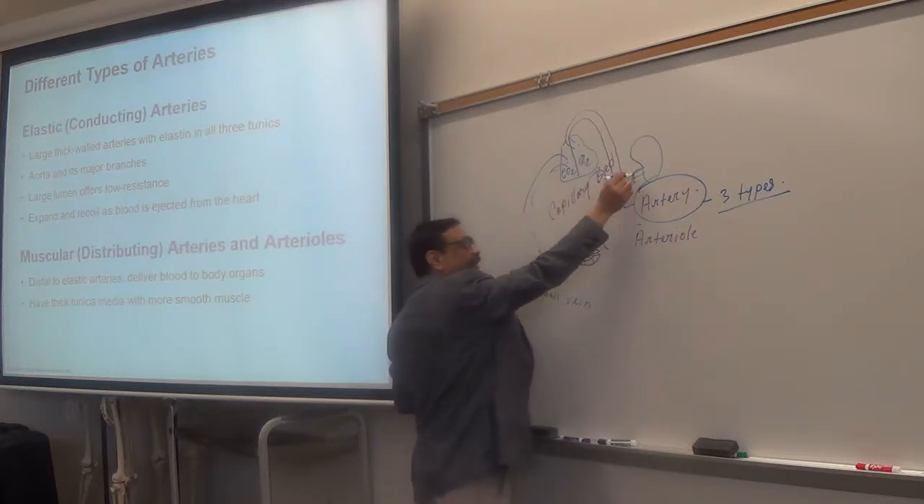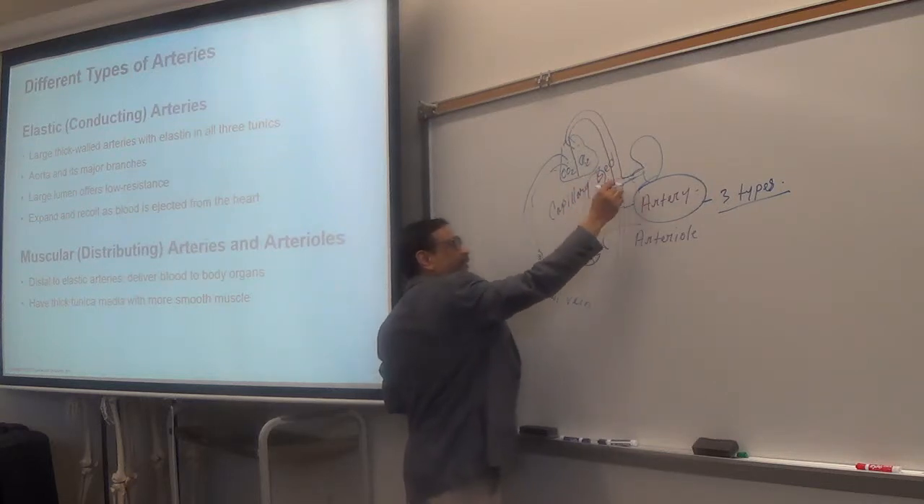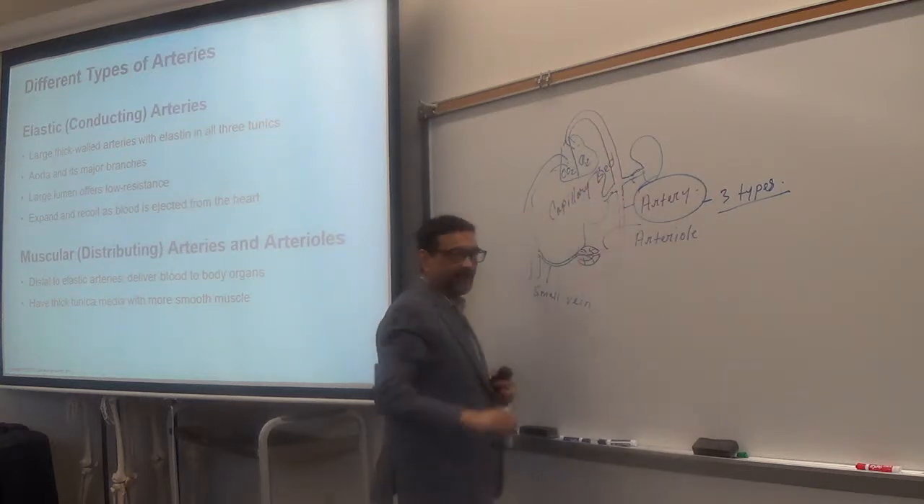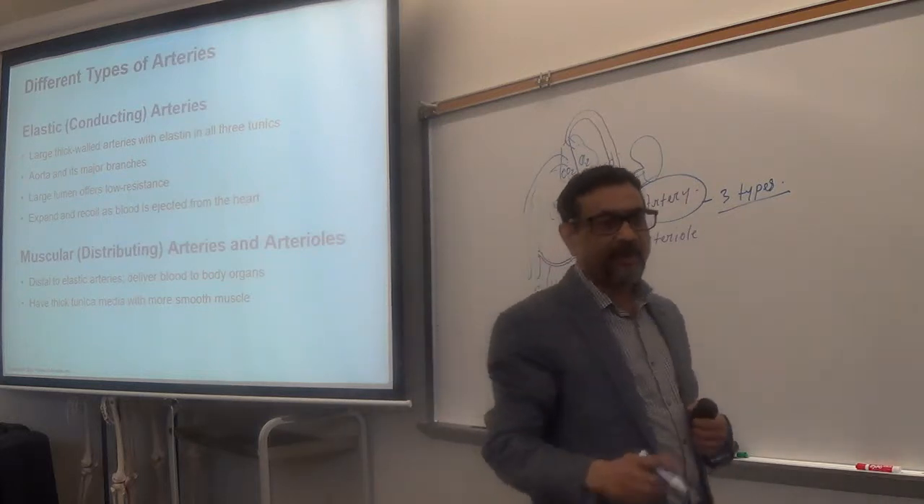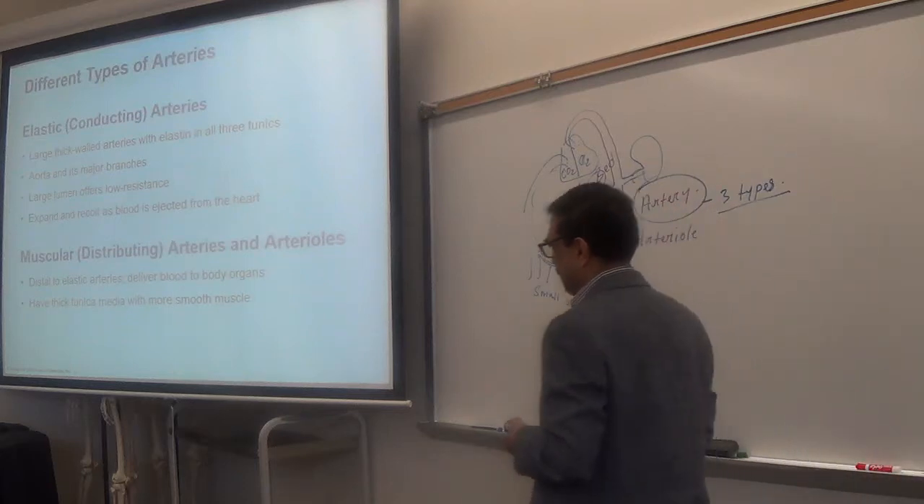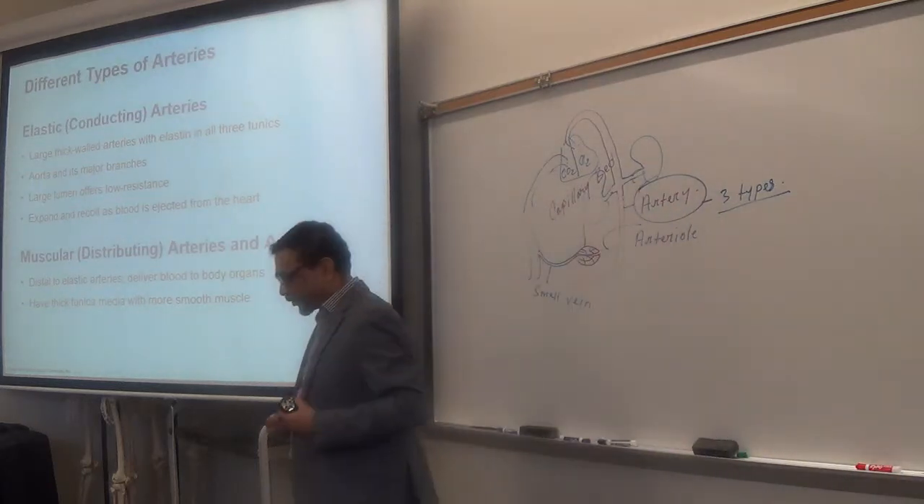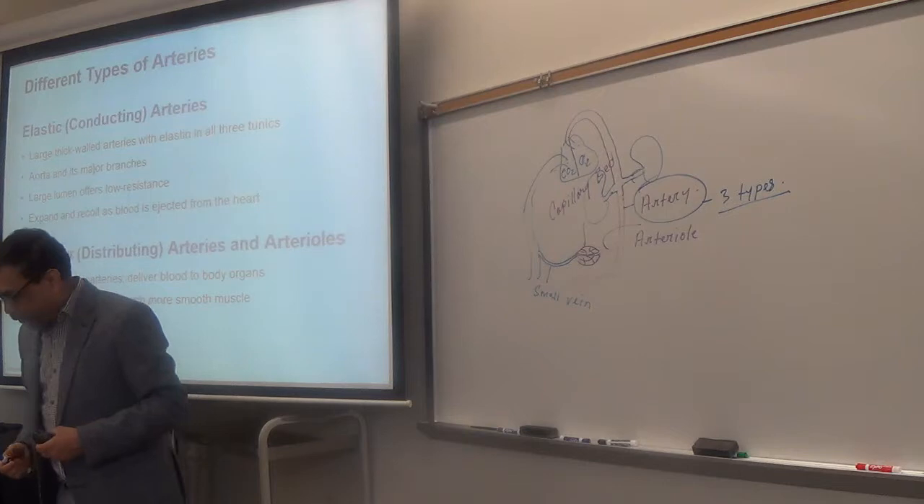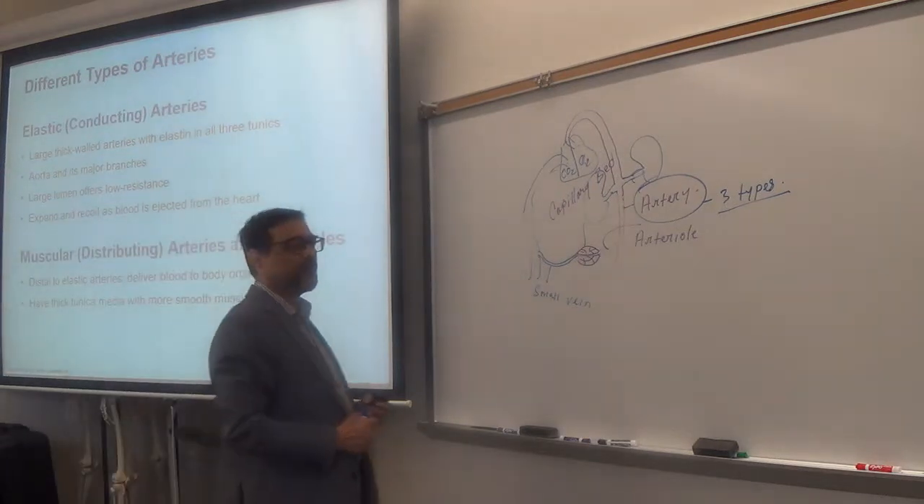So these are medium-sized arteries. Okay? Branches from the large arteries. Okay? So from large arteries, medium-sized arteries arise. And those are also called distributing or muscular arteries. Why those are called muscular arteries? Because in the wall you have more smooth muscle.